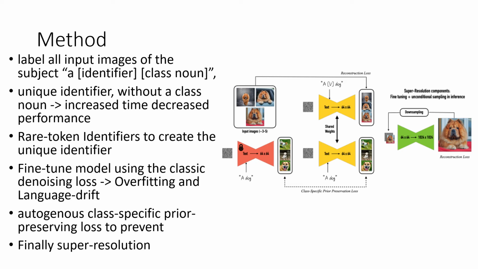So they use rare token identifiers. The model first performs a rare token lookup in the vocabulary and obtains a sequence of rare token identifiers by inverting the vocabulary sequence of characters that define their unique identifier. So every rare token identifier binds to a unique identifier. Lastly, they fine-tune the text-to-image model using the classic denoising loss. Two key issues arise: overfitting and language drift. That's why an autogenous class-specific prior preservation loss is used to prevent overfitting and language drift.